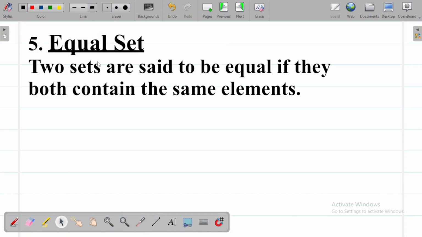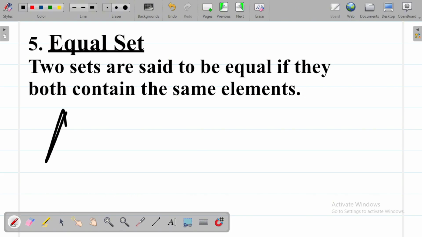All right, so the next type of set here is an equal set. So what's an equal set? Two sets are said to be equal if they both contain the same elements. So let's take an example.